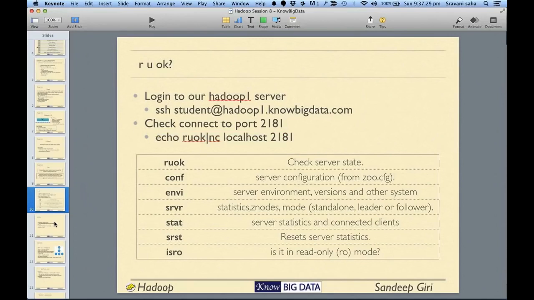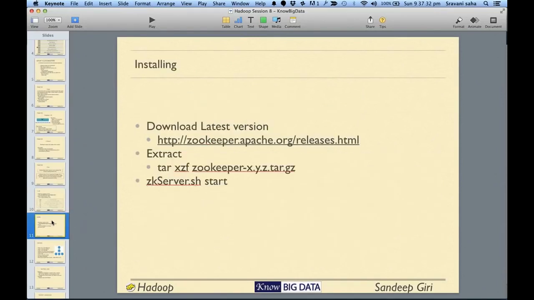These are the basic admin commands to check statistics. Now, if you want to install Zookeeper, you can simply download it and extract it. The simple installation of a single node is fairly straightforward, but installing on a cluster takes a fair amount of effort. So I strongly suggest you use Ambari to install Zookeeper in your cluster. By default, when you select services, Ambari will install Zookeeper.